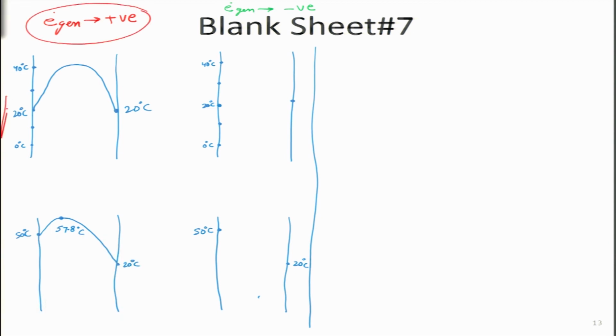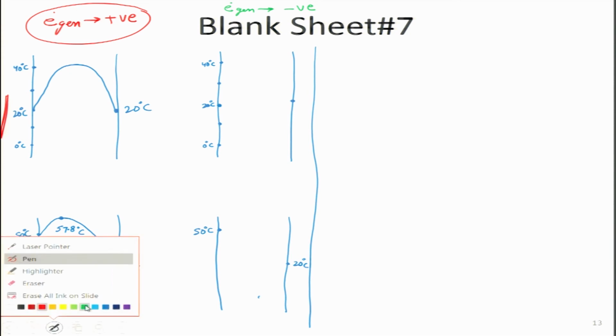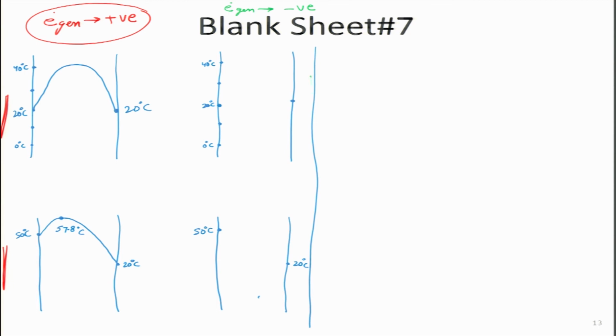So, these two cases, this one and this one, would correspond to when E dot gen is positive, which is what we have been doing so far. And on the right hand side, this particular case and this case, we will try and see what happens when the E dot gen is negative, which means the whole wall is actually trying to absorb heat from the surrounding. So, let us see how the temperature profile in that case may look like.